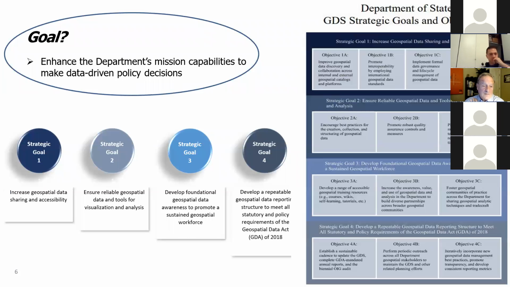So the goal of the Geospatial Data Act and the goal that the State Department has underpinning its strategy is very simple. We want to enhance the department's mission capabilities to make data-driven policy decisions. And we had 4 basic goals: increase geospatial data sharing and accessibility, ensure reliable geospatial data and tools, develop foundational geospatial data awareness, and develop a repeatable geospatial data repository to meet the requirements of the Geospatial Data Act.